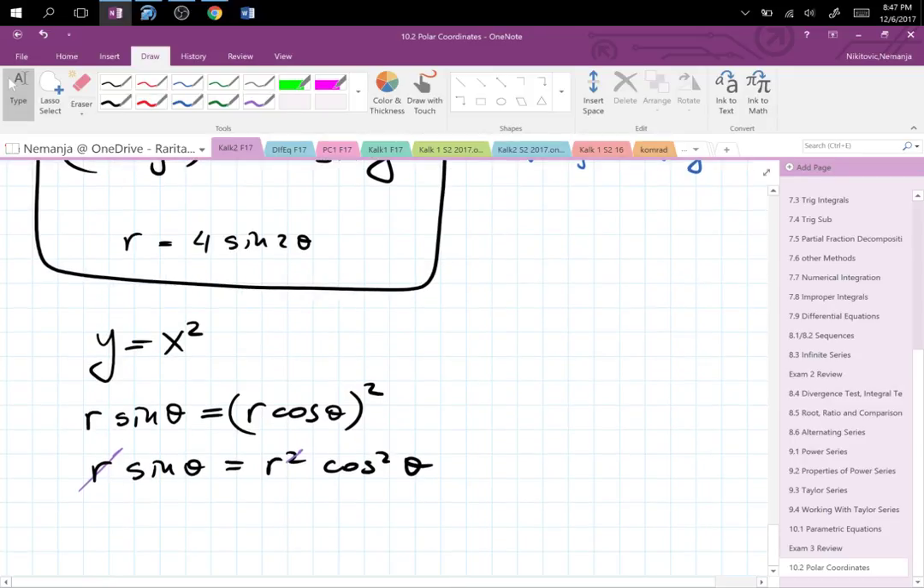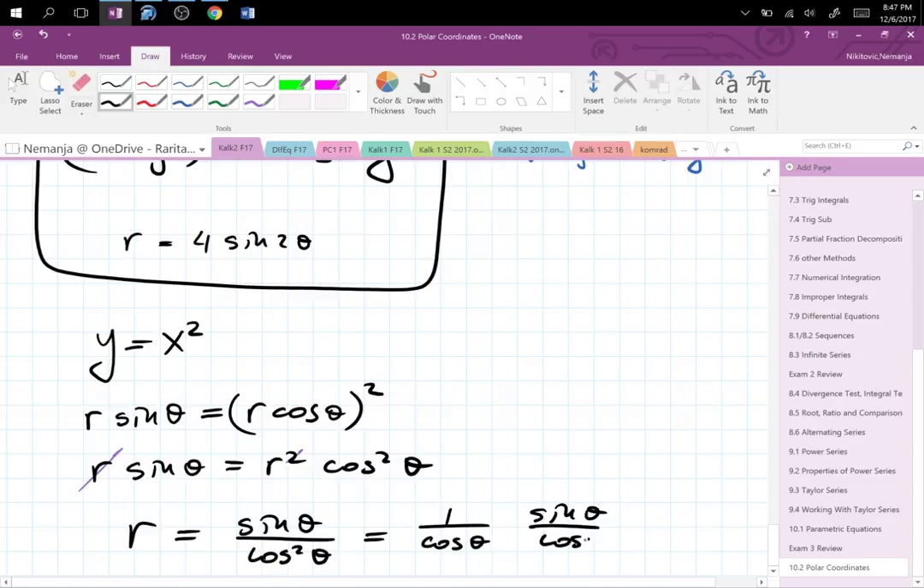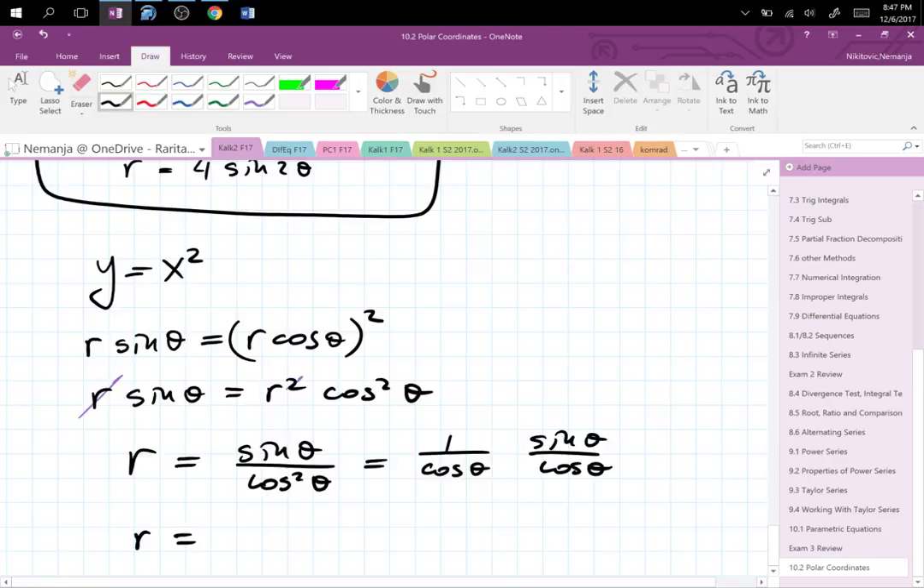And what you get now is that r, when you divide by cosine, is sine theta over cosine squared theta, which you can write as 1 over cosine theta, times sine theta over cosine theta. And finally, r is equal to secant theta tangent theta. There's your equivalent for y equals x squared in polar.